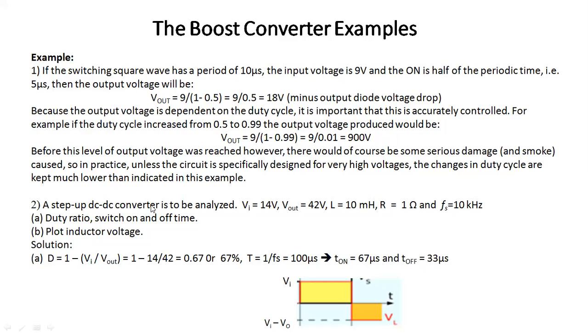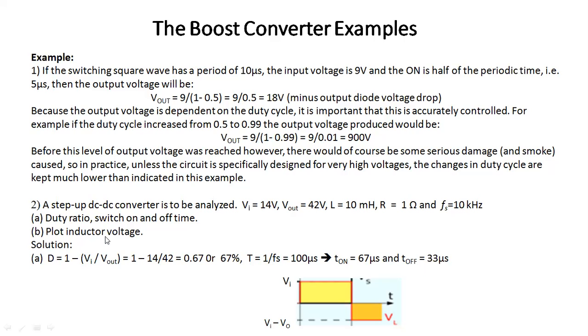A step up DC to DC converter is to be analyzed. Input voltage 14 volt, output voltage 42, inductor 10 millihenry, resistor 1 ohm, Fs they have given. So we can calculate D equal to 1 minus Vi upon V out. Vi is given as 14, V out is 42. If you put these values, you will get the duty cycle, that is nothing but 0.67, or if you are writing in percent, you can write 67%.